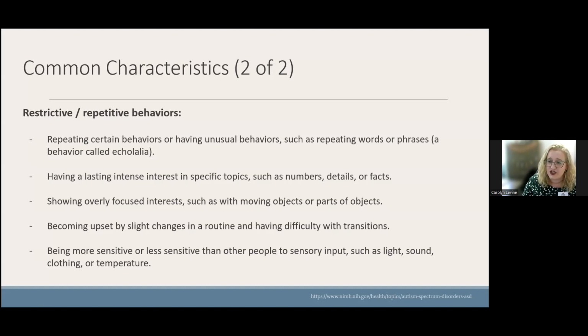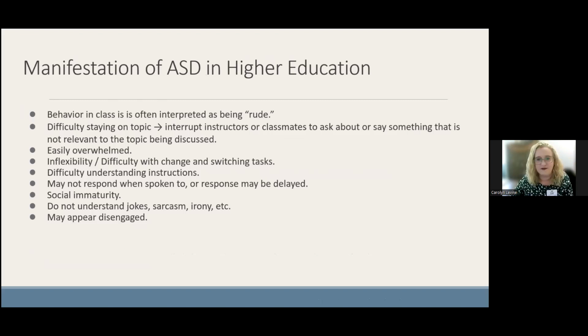Having trouble with transition, so moving from one task to another might take a little longer, might be a bit more difficult. And again, that sensory sensitivity, so things like lights, sound, clothing, temperature. For some folks, not all, but for some, that sensitivity can almost be painful. Like the buzzing of fluorescent lights, we may not notice it, but someone on the spectrum might, and they might be so sensitive that it's painful for them to be around that.